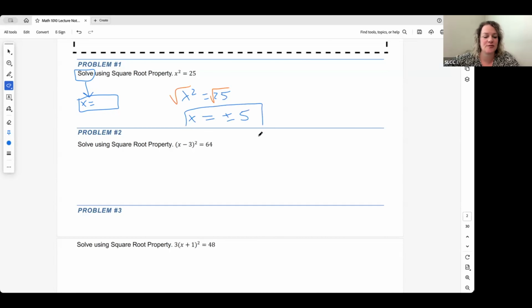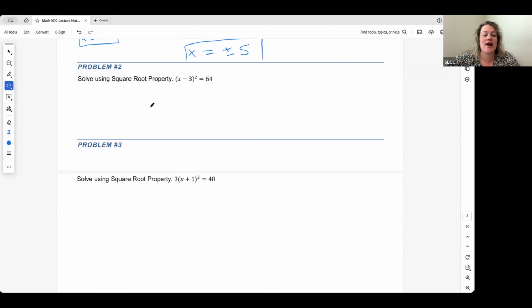Let's try problem number 2. How do I solve using the square root property? Well, if you have a binomial squared, isolate that binomial first, then you can take the square root of both sides. This is all alone, so I can go ahead and take the square root of both sides. That will give me x minus 3. So the square root and the squared undid each other, and you're still left with what's inside the parentheses, x minus 3. And then plus or minus the square root of 64, which is 8.